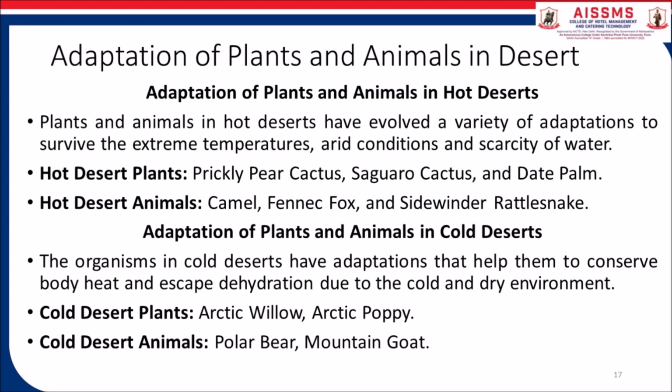Now let us understand the adaptation of plants and animals in cold desert. The organisms in cold desert have adaptations that help them to conserve body heat and escape dehydration due to the cold and dry environment. Examples of cold desert plants are Arctic willow and Arctic poppy as well. Cold desert animals would be polar bear or mountain goat.